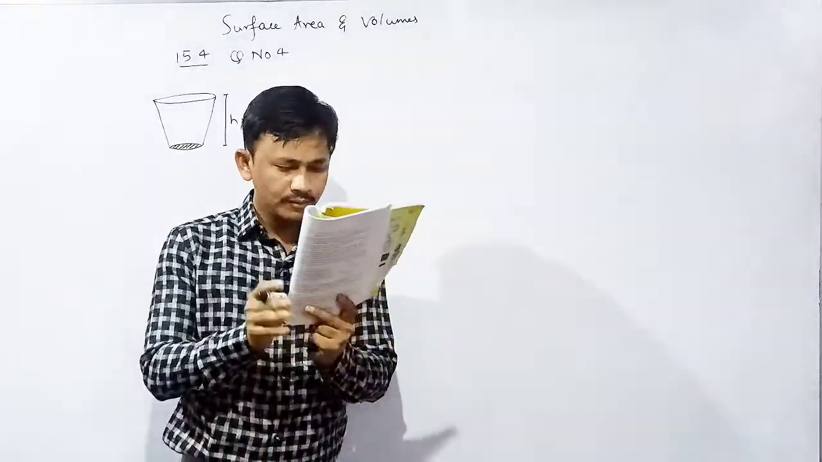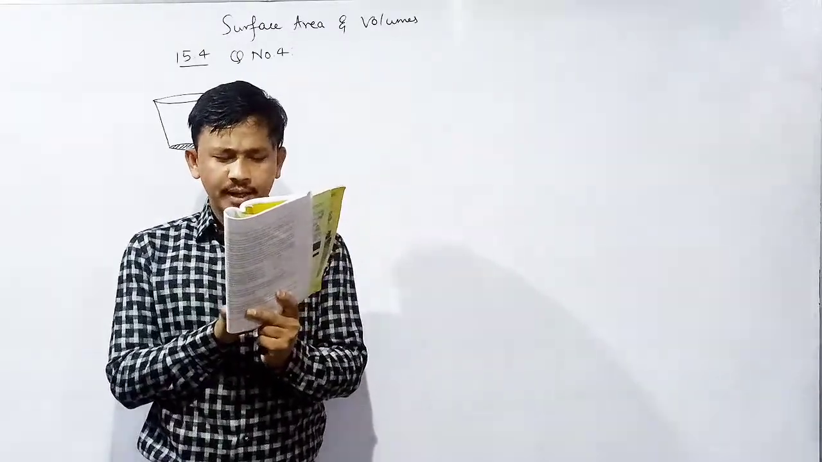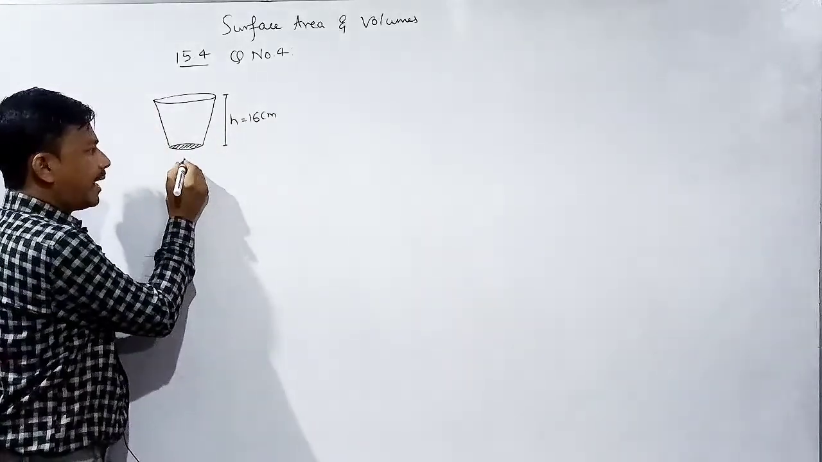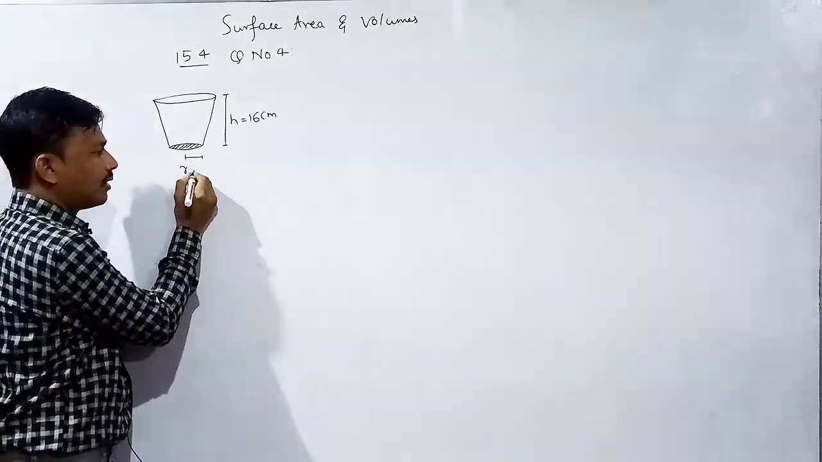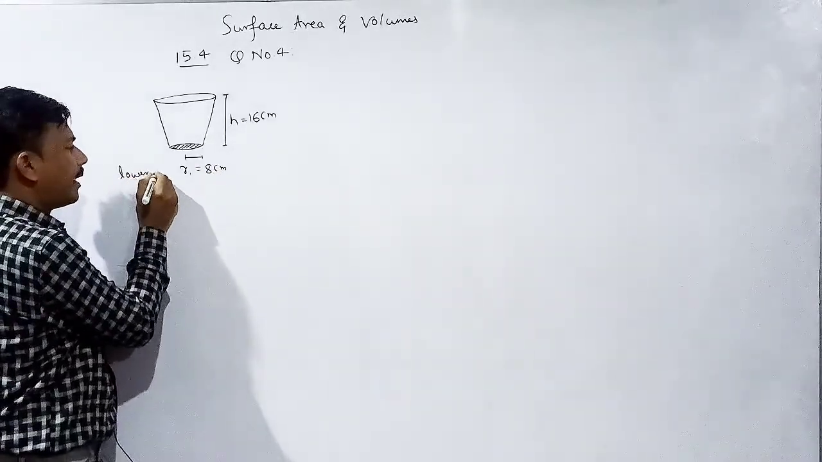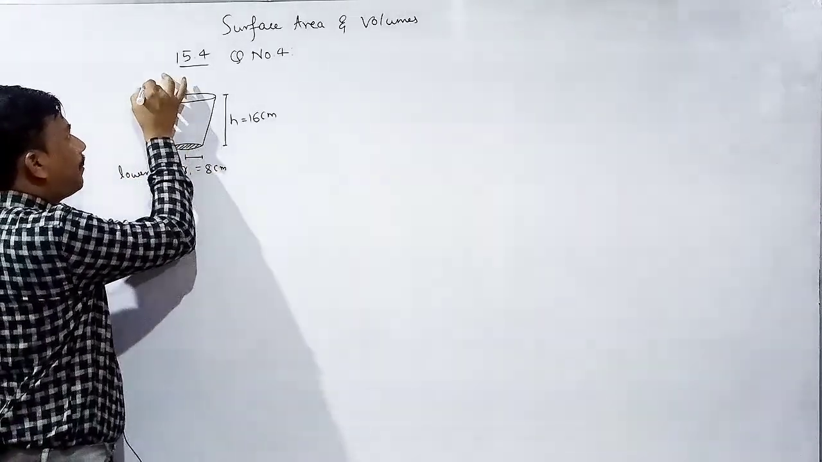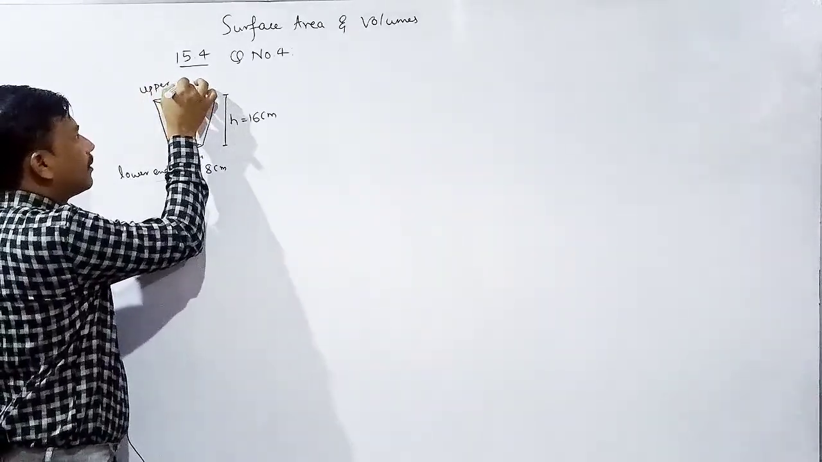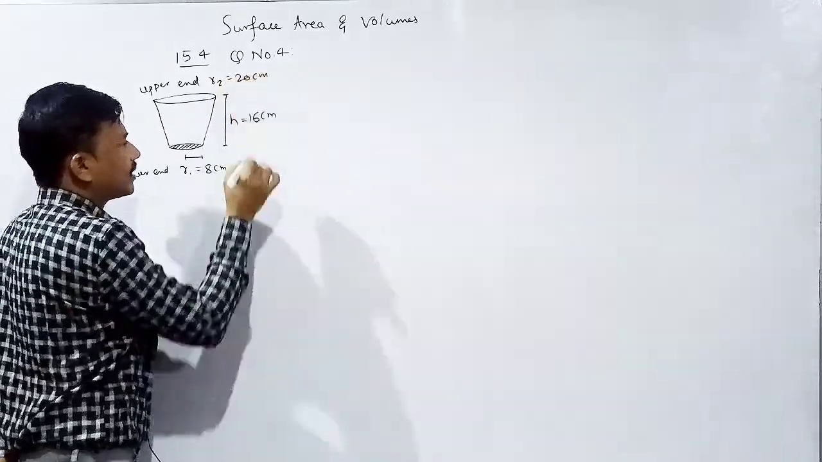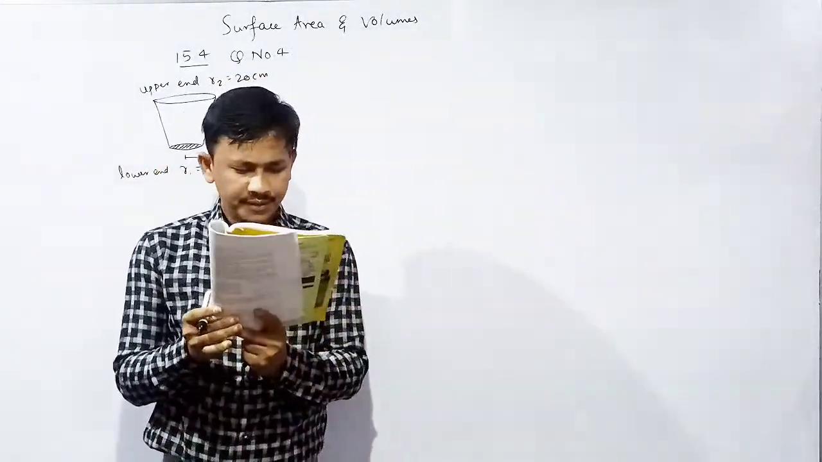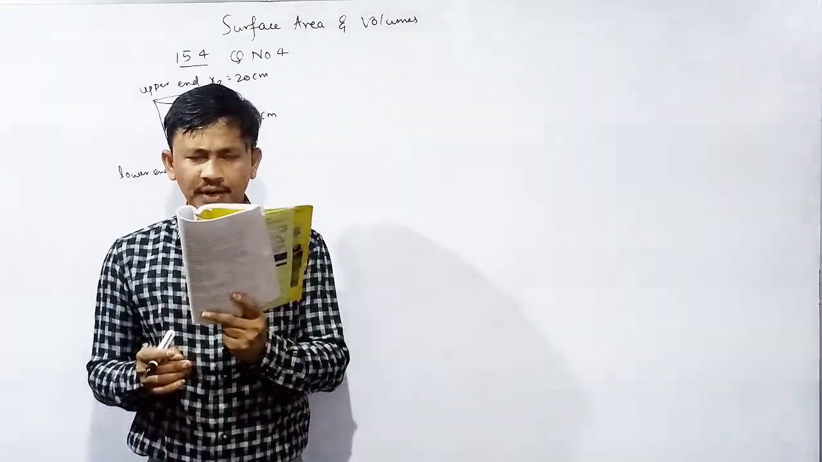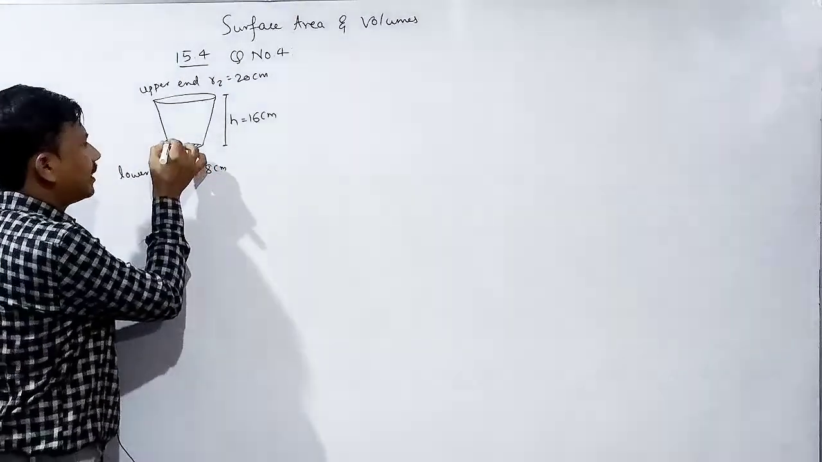Then with radii of its lower and upper ends 8 centimeter and 20 centimeter respectively. Radii of lower end R1 is equal to 8 centimeter. This is lower end, and the upper end radii R2 is equal to 20 centimeter. Then what we need to find out? Find the cost of milk which can be completely fill the container.